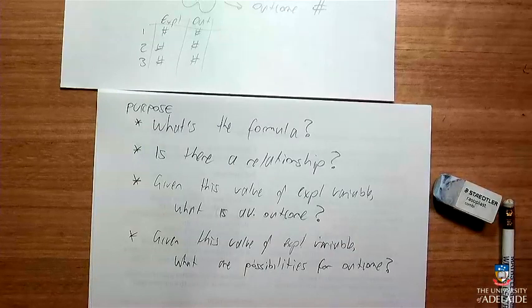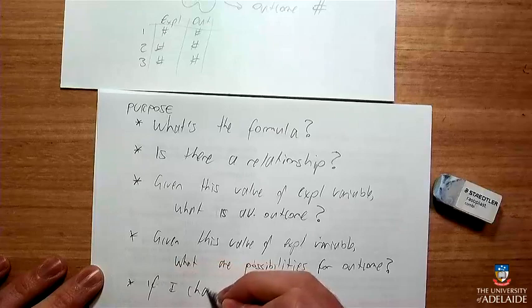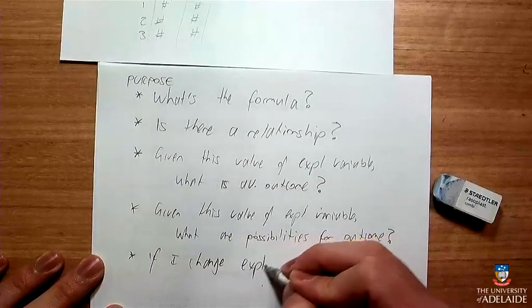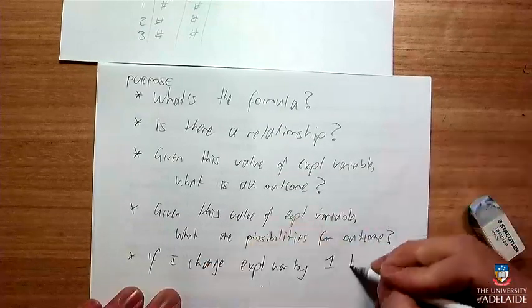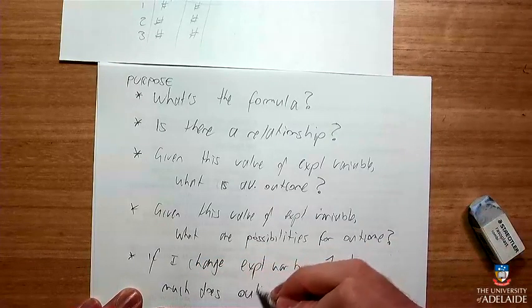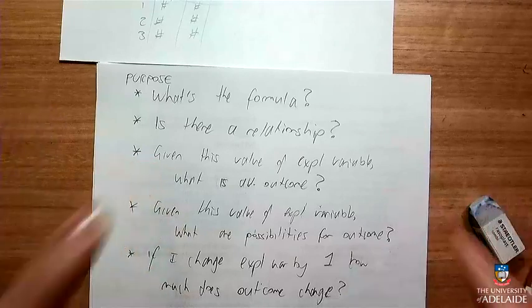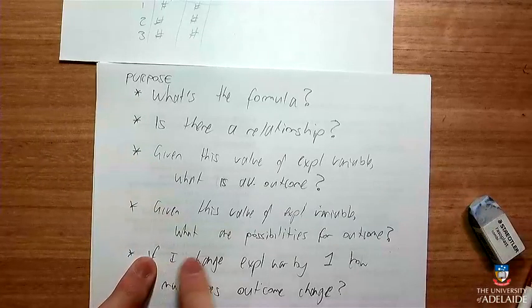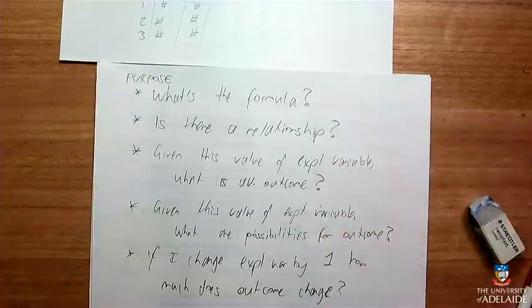And each question has a different answer. Actually, there's even one more question, which is, if I change the explanatory variable by 1, how much does the outcome change? All of these are questions that you could ask about this. Now this one, if I change the explanatory variable by 1, how much the outcome changes, is essentially the same as asking what's the formula. But they're all pitched a different way.